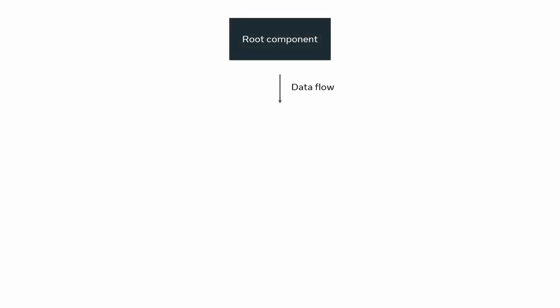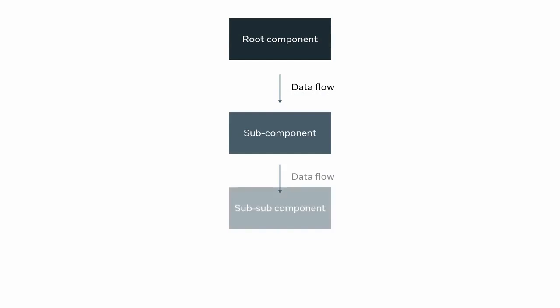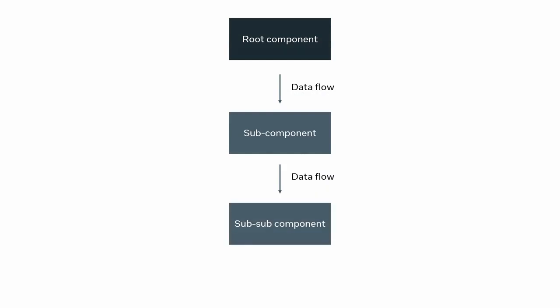In React, data flow is a one-way street. It starts at the root and can flow to multiple levels of nesting, from the root component to the subcomponent, and then the sub-subcomponent, and further down the hierarchy. This type of data flow ensures that the data is moving from top to bottom through the component hierarchy. It also ensures that changes are transmitted through the system.